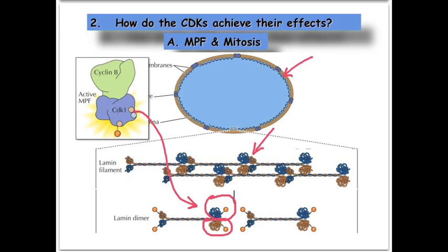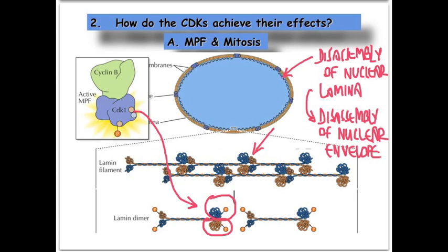MPF phosphorylates the lamins, therefore triggering the disassembly of the nuclear lamina, which in turn triggers the disassembly of the nuclear envelope, which is one of the critical events that are absolutely required to allow the cell to go into mitosis.